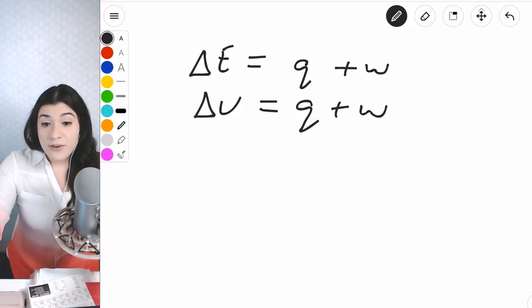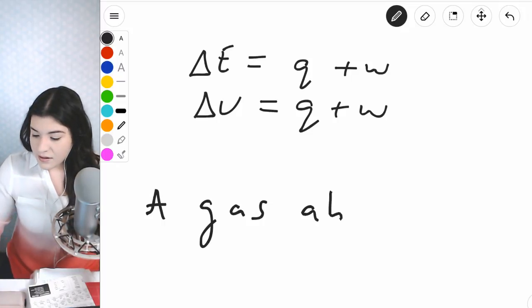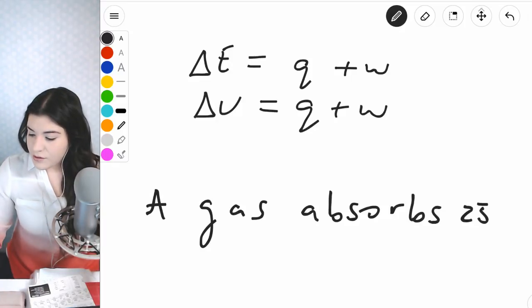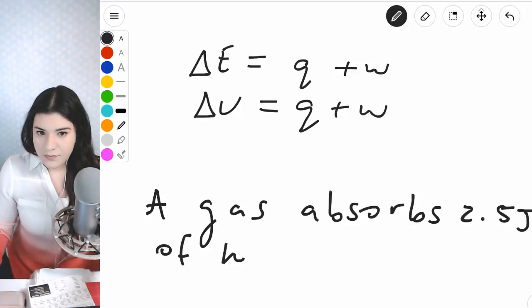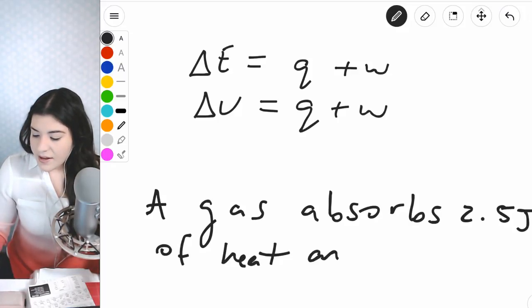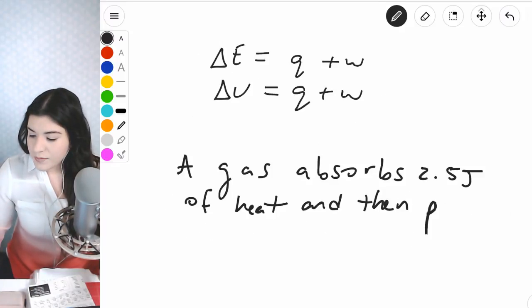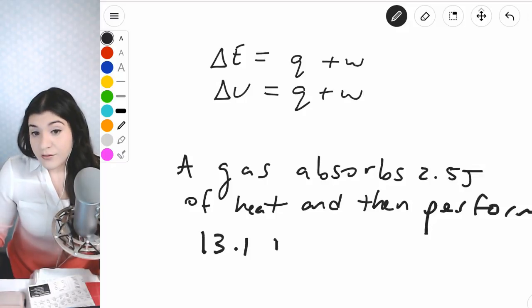Now let's say if we had an example here where I'll state a gas absorbs 2.5 joules of heat, and then performs 13.1 joules of work.